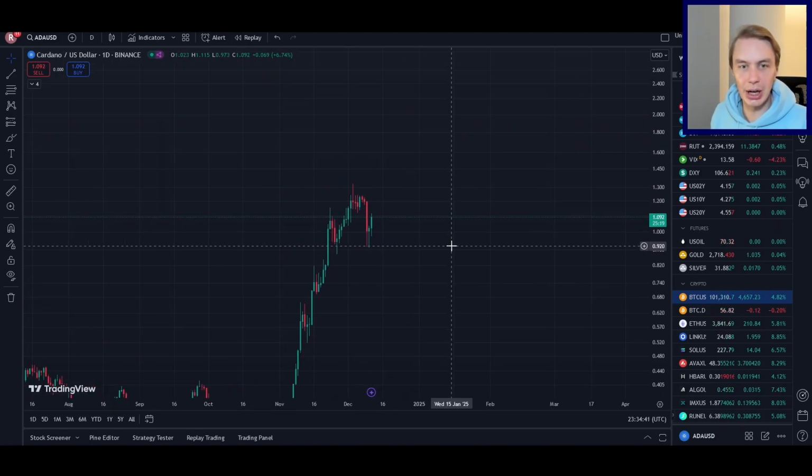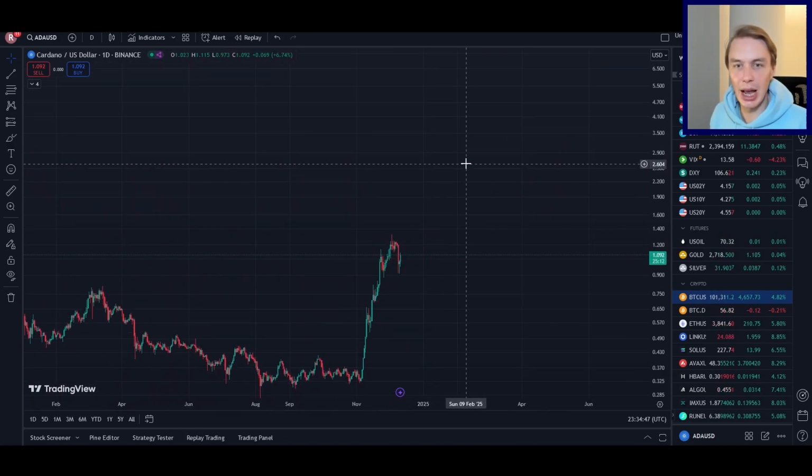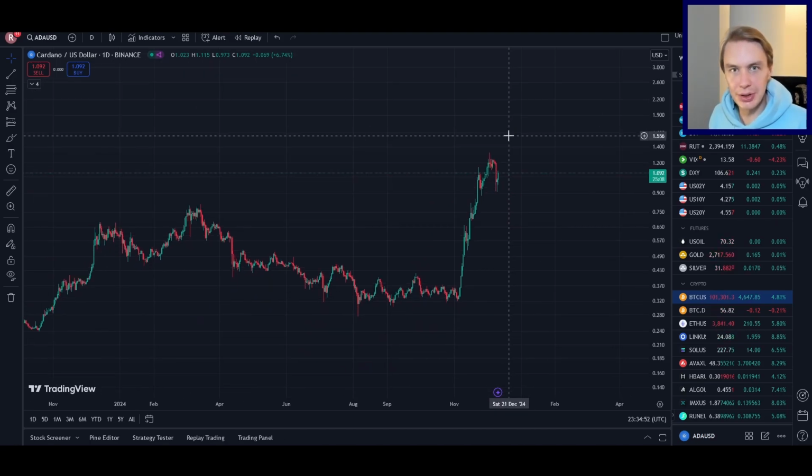But of course, the question that everyone's asking is what's going to happen next? We don't really care about the past. That's not very useful anymore. What's going to happen in the future? So I want to go ahead and break down what some of our models are seeing and also what some of the on-chain data are seeing for ADA.